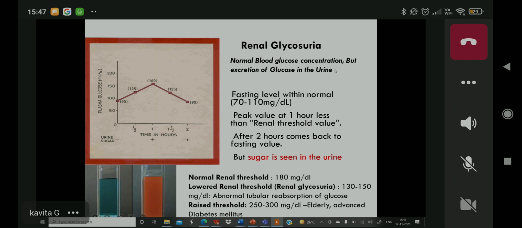So the normal blood glucose concentration has a normal peak, just like an OGTT normal curve. But this is asked a lot in exams. If you miss the urine sugar here, you will not be able to diagnose. Right? In a normal curve, this is negative, this is negative. In a renal glycosuria curve, this is positive and positive. Okay.